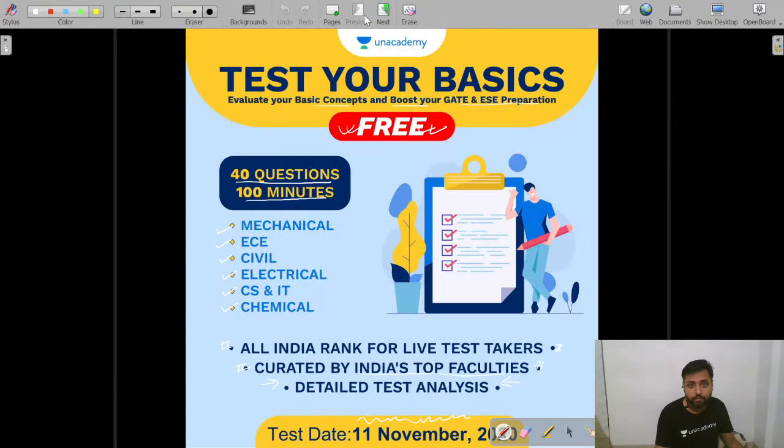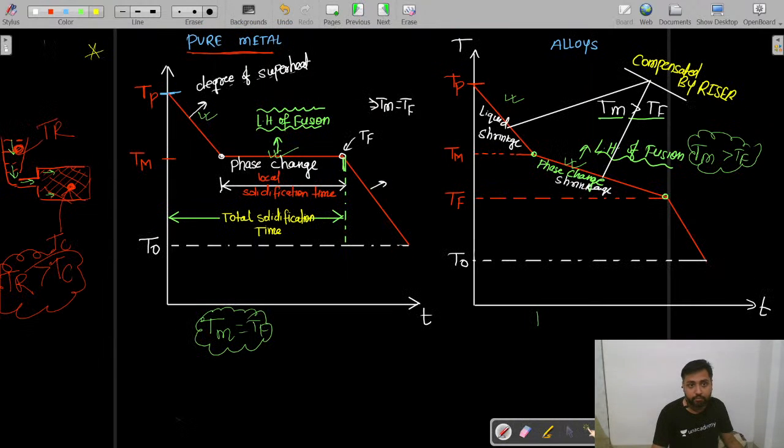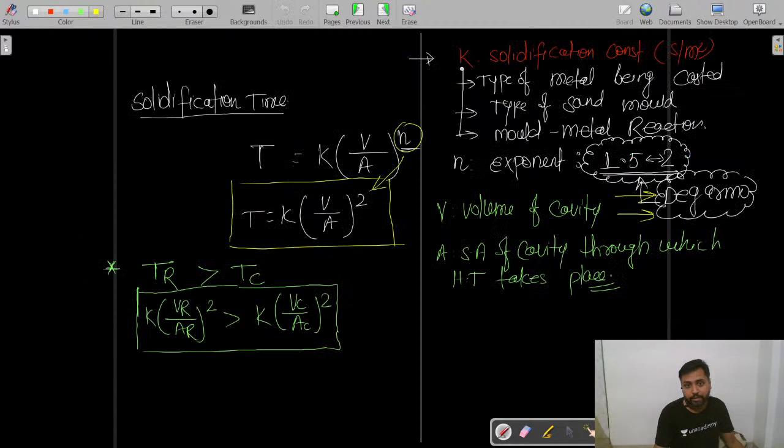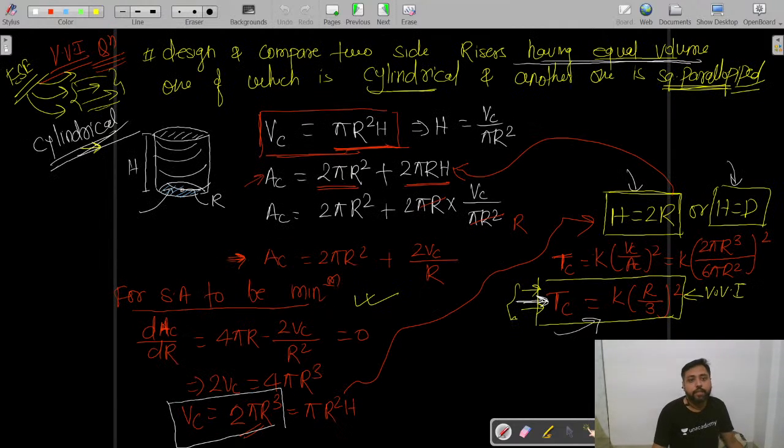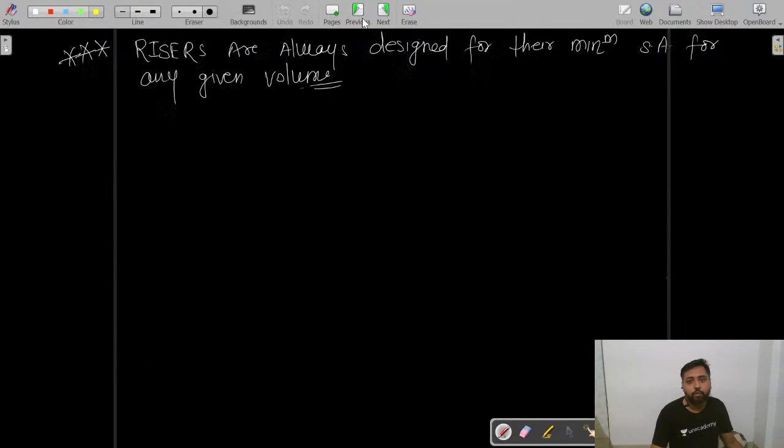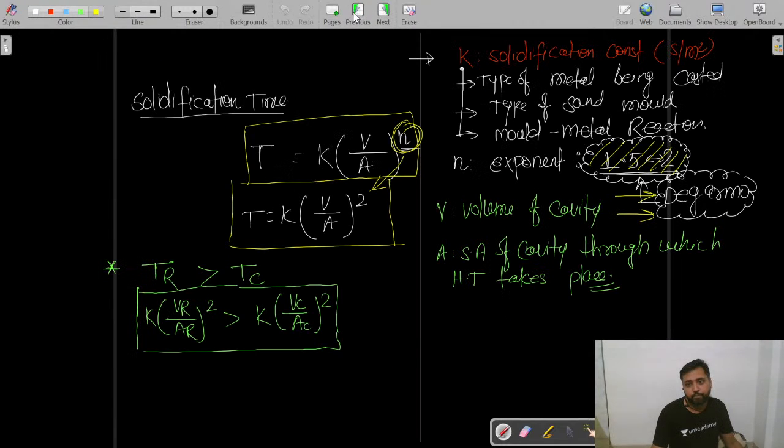So for today, this is the total thing that we have completed. We understood about these things. This was a very important session. From here itself the questions can be framed. This relation is very important: T is equal to K into V by A whole to the power N. You also came to know one new thing: N can be anywhere between 1.5 and 2. Then we did this question, which is very important. Go home and revise this question.